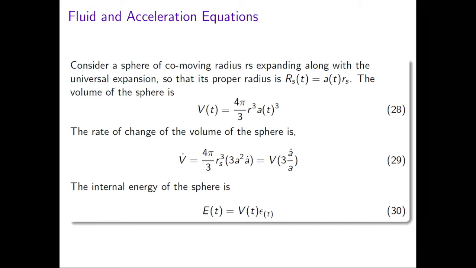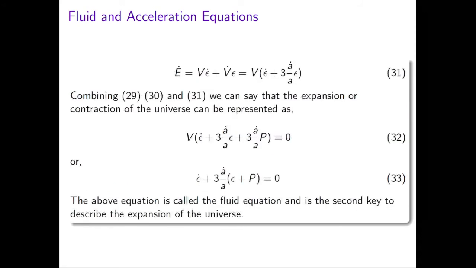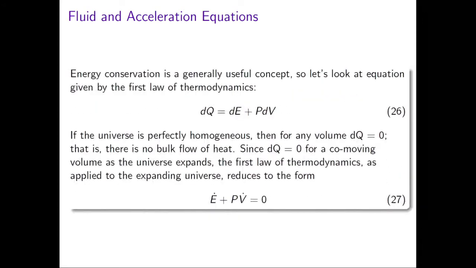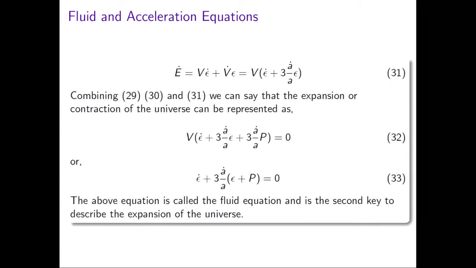Internal energy is also a form of energy, depending on the energy in a system, so we just express it in terms of the energy density, that is volume times the energy density. If we make these two substitutions in equation 27, we get equation 31, that is E dot equals V epsilon dot plus V dot epsilon, which equals V times epsilon dot plus 3 a dot by a times epsilon. It's not E, it's epsilon, the energy density, which we also have for internal energy E.